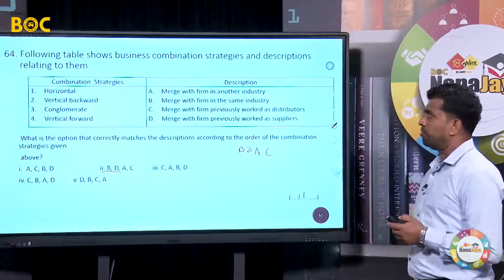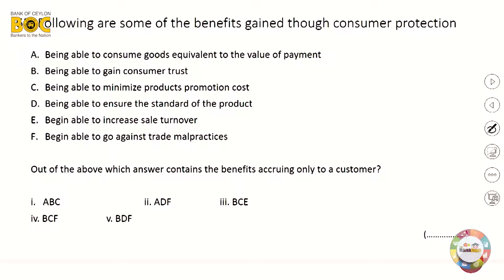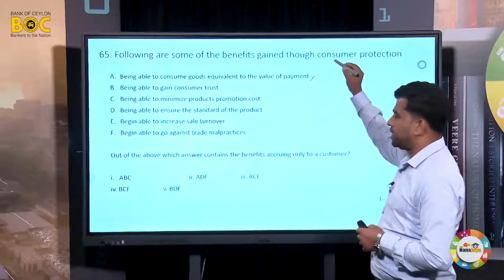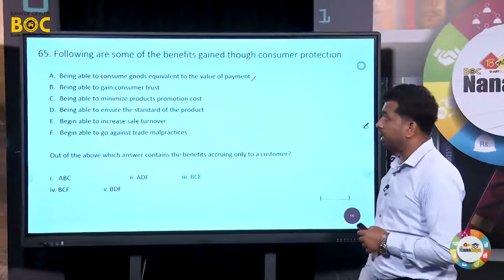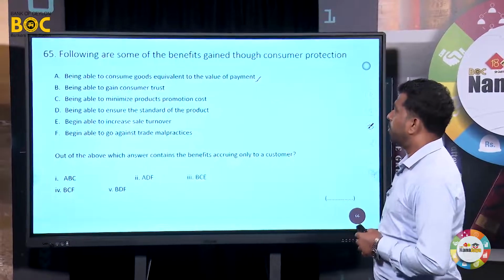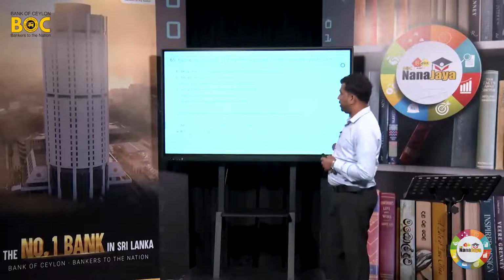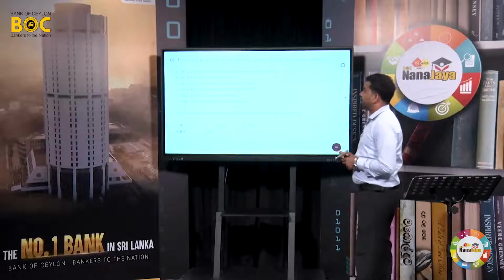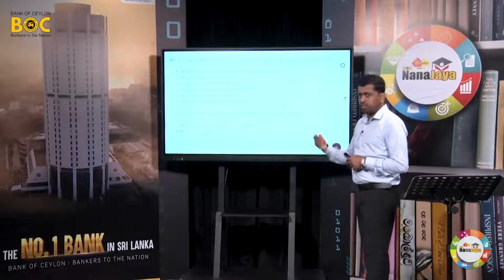Question number 65. Following are some of the benefits gained through consumer protection. Out of the above, which answer contains the benefits occurring only to a customer? Being able to consume goods equivalent to the value of payment. It says about the idea about consumer protection. Being able to gain customer trust, it is for businessmen. Being able to minimize product promotion cost, it's also for businessmen.